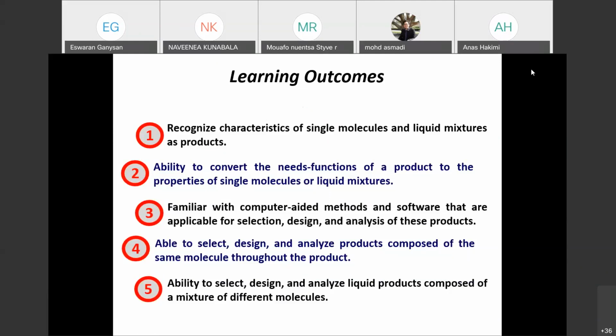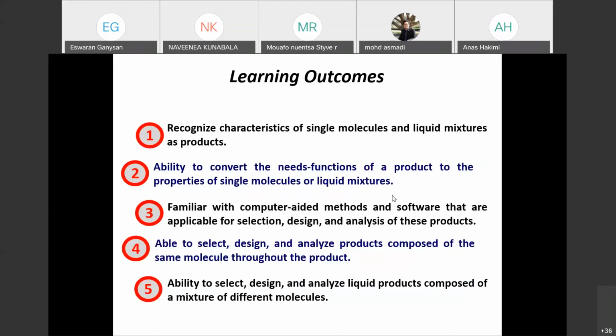And you have to be familiar with CAMD and the software because you want to do selection or screening, design, and analysis of the products. And then you are able to select, design, and analyze products composed of the same molecule throughout the product. And number five, you are able to select, design, and analyze liquid products composed of a mixture of different molecules.